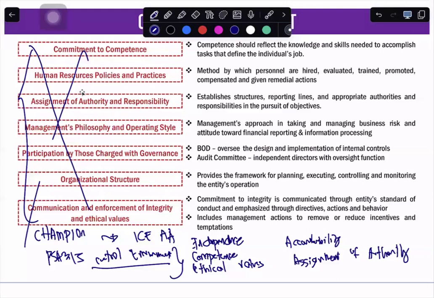While your independence is still the same, ethical values is this item. And then accountability looks into the responsibilities of your different resources or individuals. And competence also talks about whether competence is reflected in your individual's job. So ultimately, it's almost the same. However, it is now only compressed into five items. We have independence, competence, ethical values, accountability, and assignment of authority.